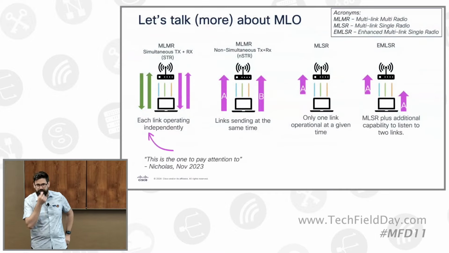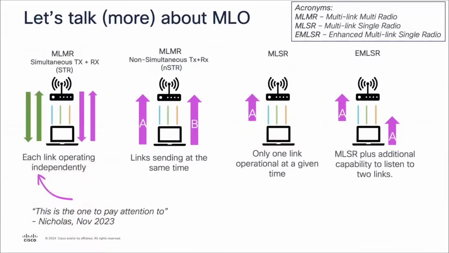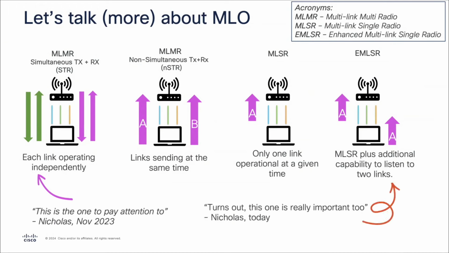So let's talk more about MLO. Back in November, I may have claimed that this one was the one to pay attention to, and I'll explain what all of these mean in just a second. But it turns out this one on the right is also very, very important. Forget what's in the middle. In MLO, there are two predominant terms that matter. MLMR, multi-link multi-radio, so a device that has two full radios. And then on the far right, you have eMLSR, enhanced multi-link single radio.